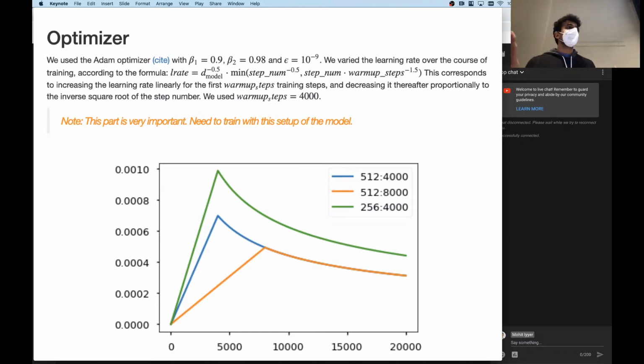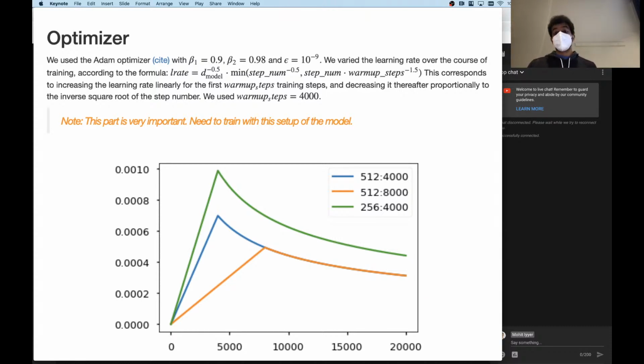This kind of initial learning rate, the base learning rate, is very important for training the transformer. So if you just keep it fixed all throughout training to a single value, the model doesn't train. And that seems a little crazy, but it's true.